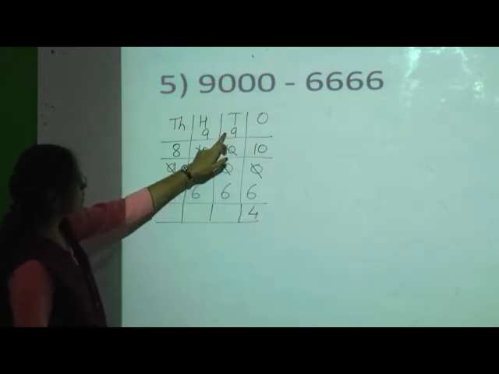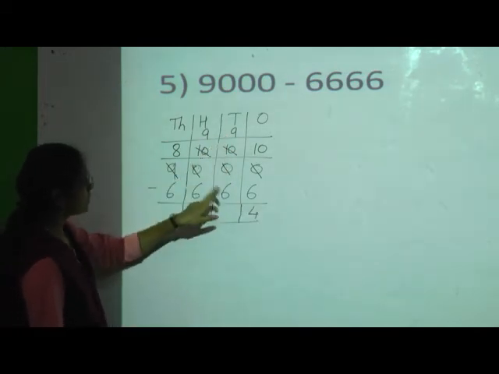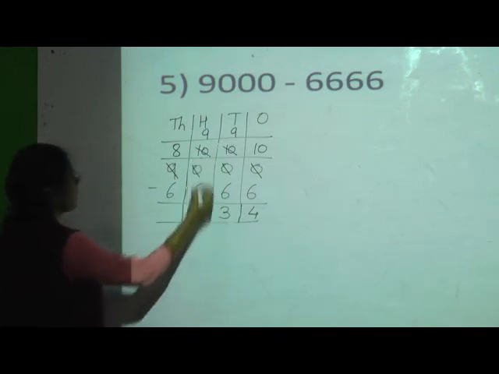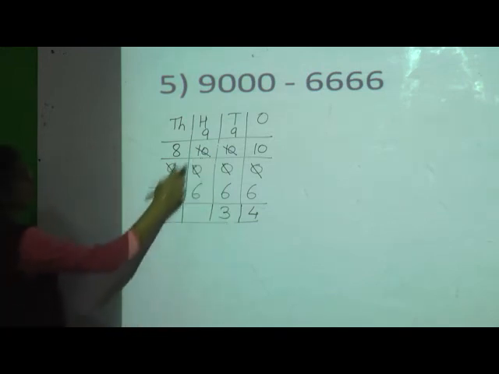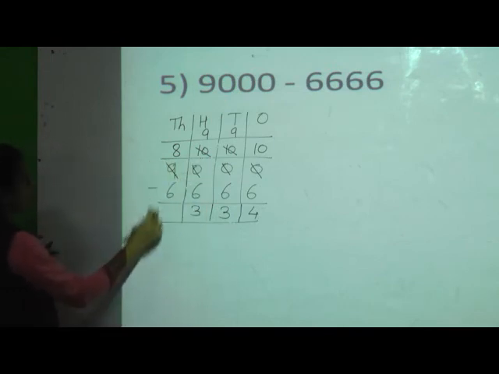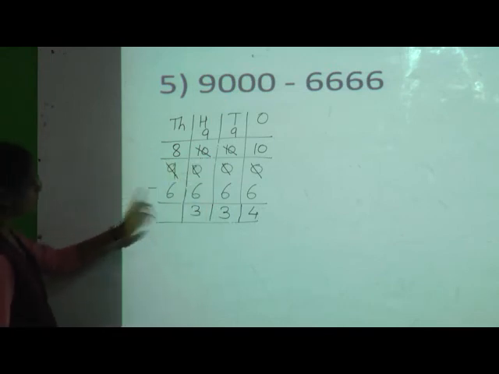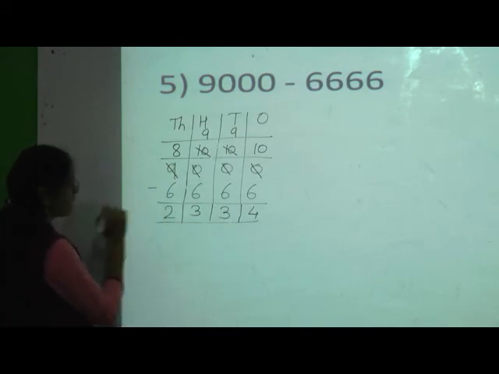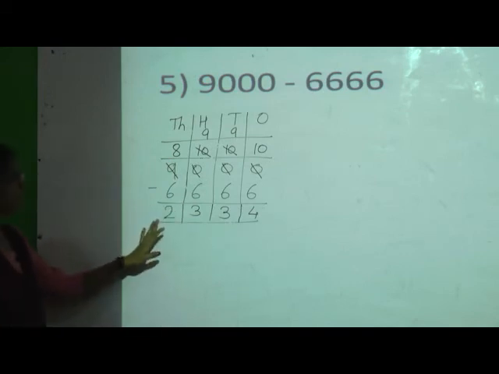Now see the tens place. Here 9 is there, here 6 is there. 9 minus 6 is equal to 3. And at hundreds place also, here 9 is there, here 6 is there. 9 minus 6, same 3. Thousands place, 8 minus 6, do the subtraction, 2. So we will write 2 at thousands place.